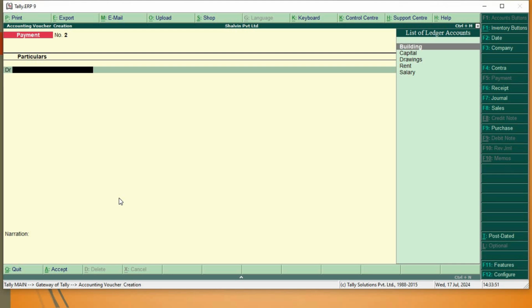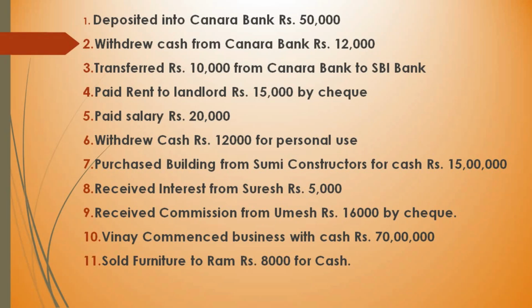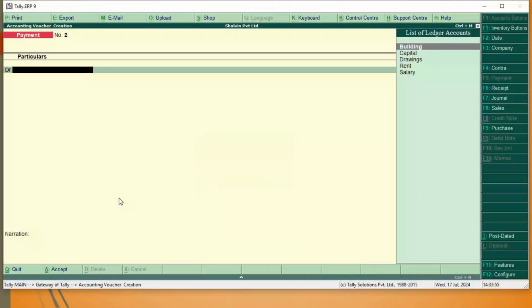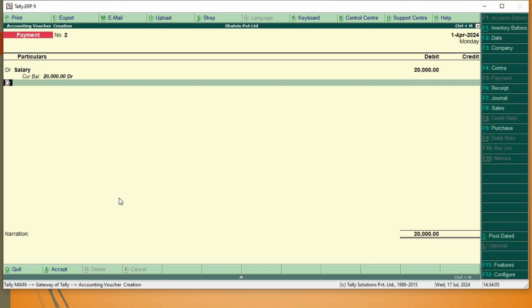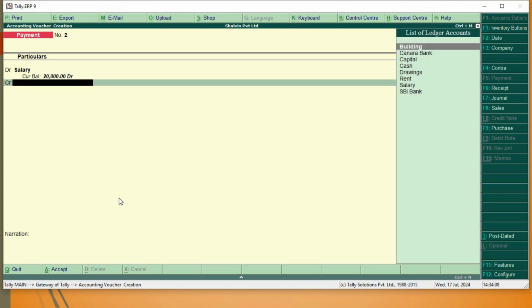So the next transaction, paid salary rupees 20,000. Here, salary on the debit side and the amount will be 20,000. Credit side is cash.